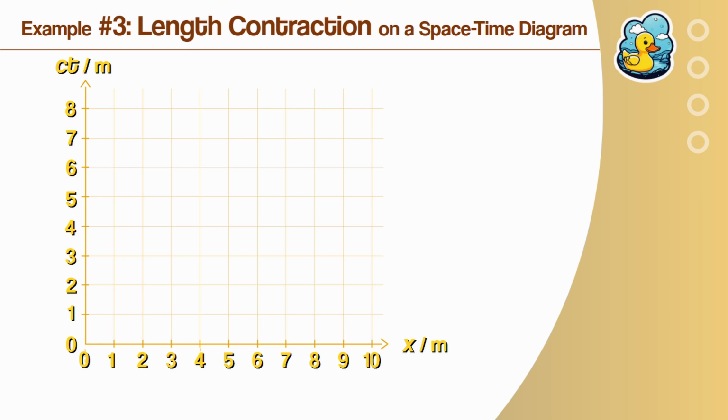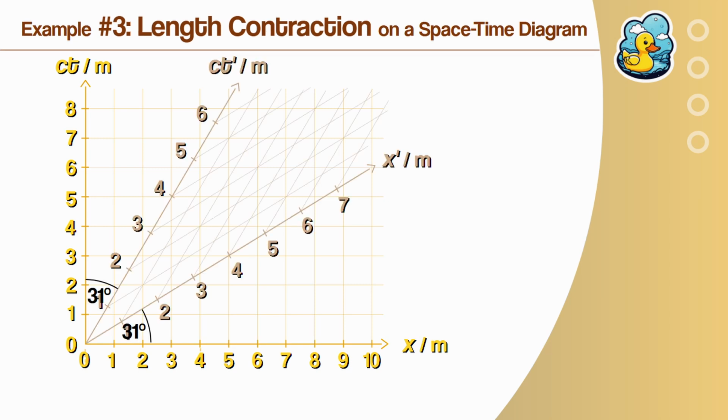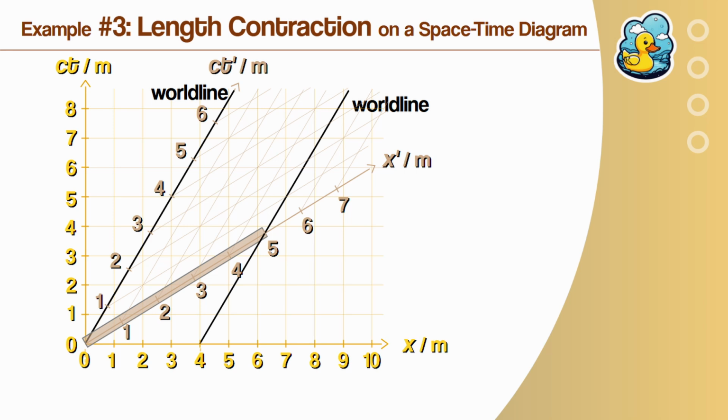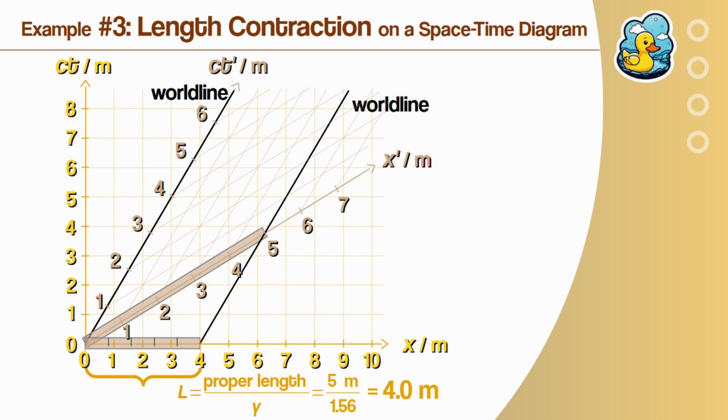The angle of tilting the axis is, again, 31 degrees. We draw the rod as stationary in its own frame. In Earth's frame, it's moving, so the measurement of positions of its two ends must be taken simultaneously, along a horizontal line in Earth's axis. Those endpoints won't be horizontal in the rod's frame. From the diagram, the contracted length is 4 meters, matching the length contraction formula.